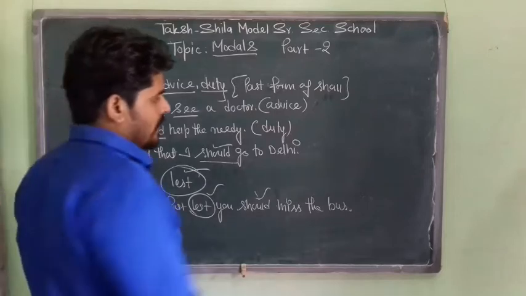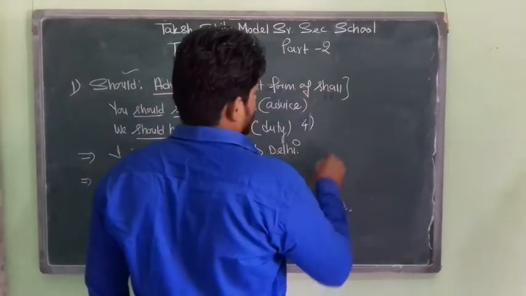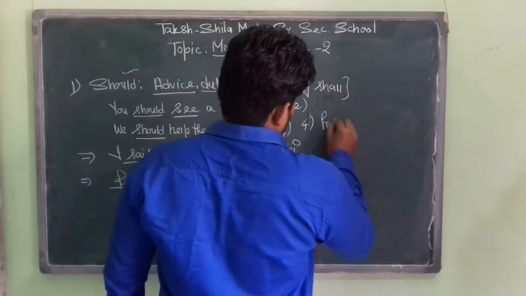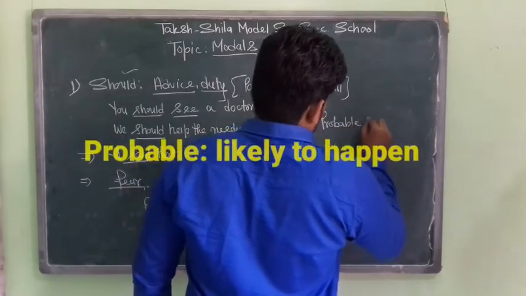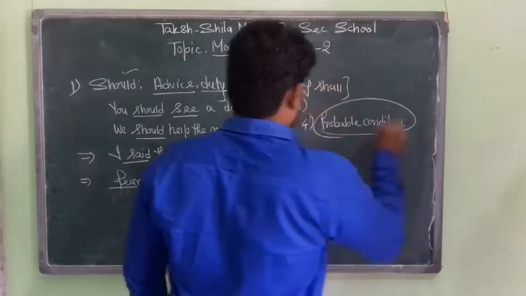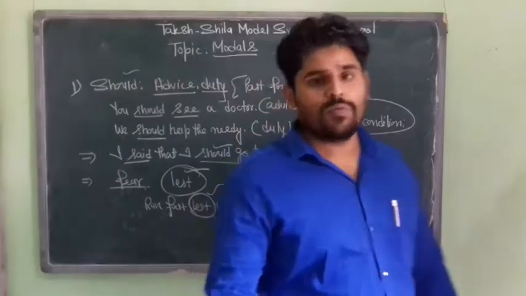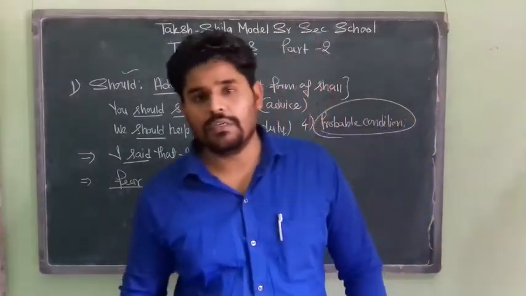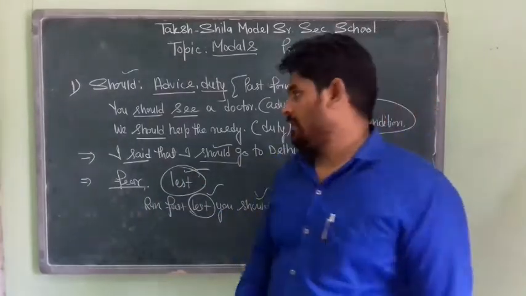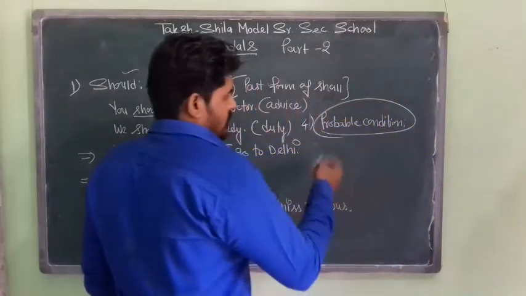Yes, one more use that I have just remembered, use number 4, is to show a probable condition. Probable condition means a condition that is likely to happen, right? There are two types of conditions, probable and improbable. Improbable condition is expressed by the use of would, but with the use of should we express probable condition.